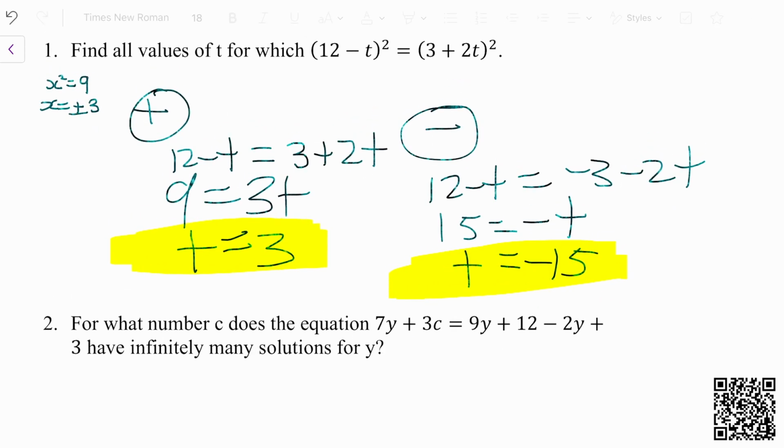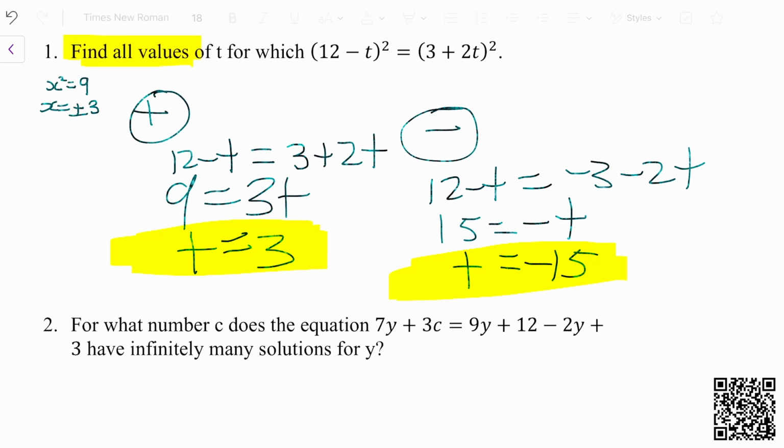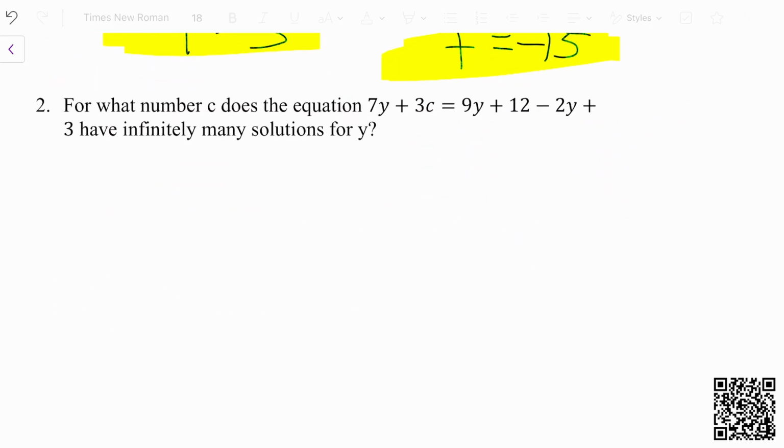So yeah, there are two solutions. It says find all values, which might also give it away. So you might want to watch for that on a test if you're not a seasoned positive negative finder. So yeah.